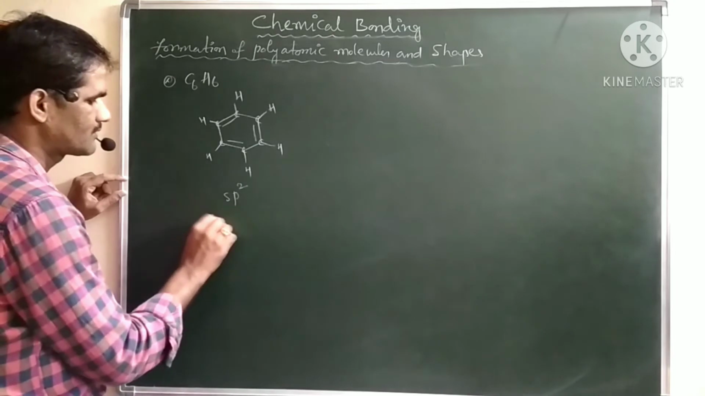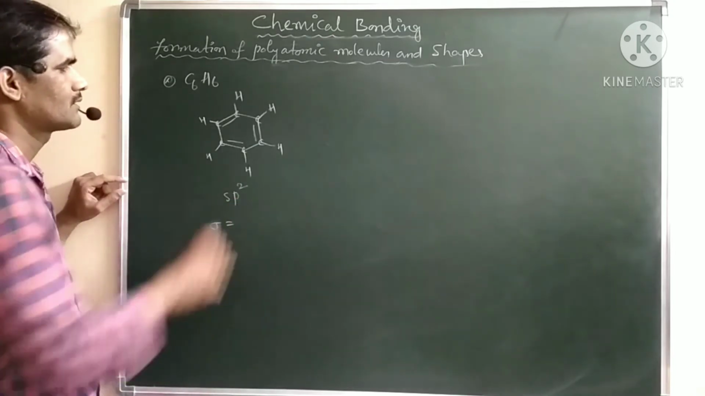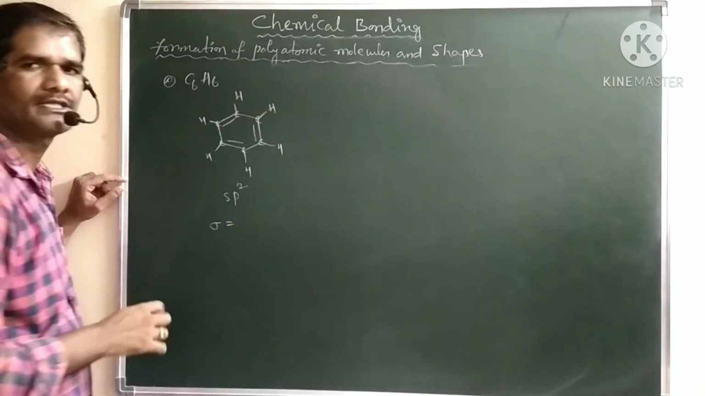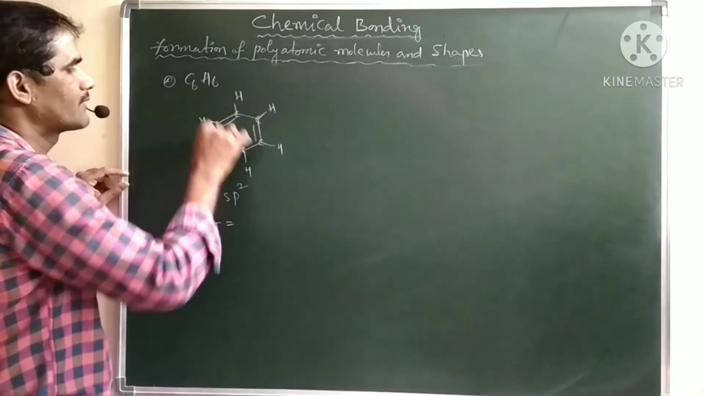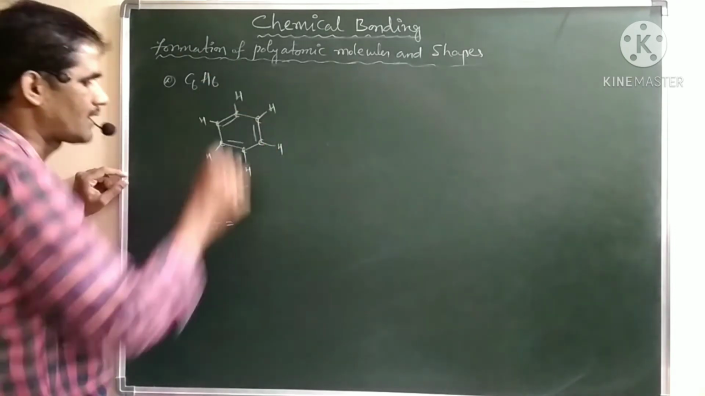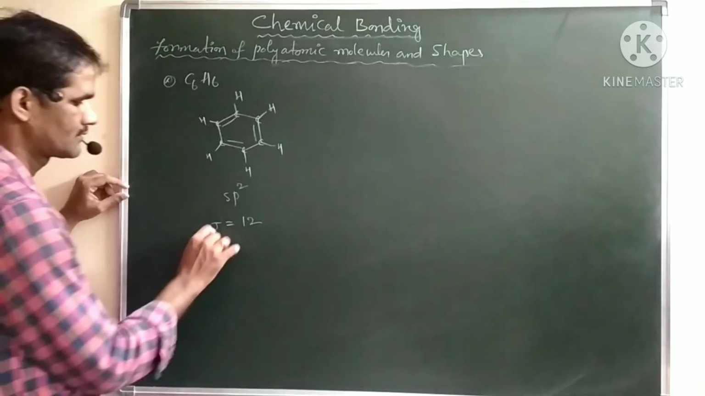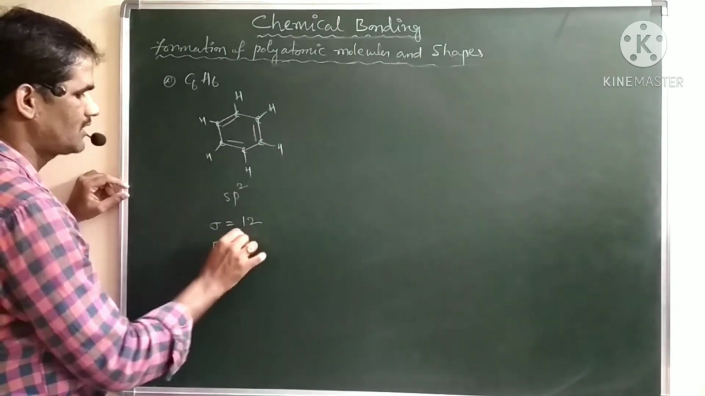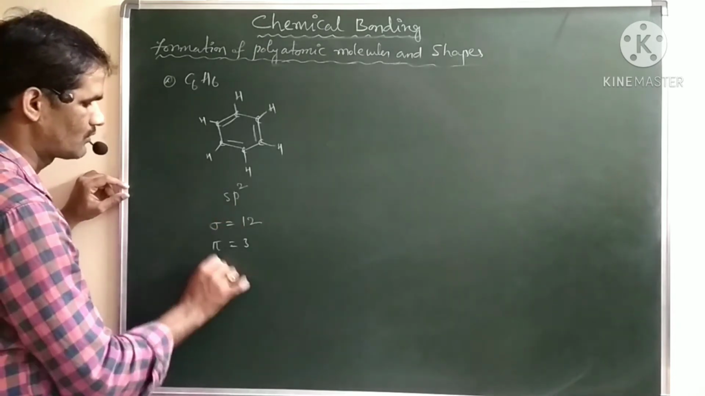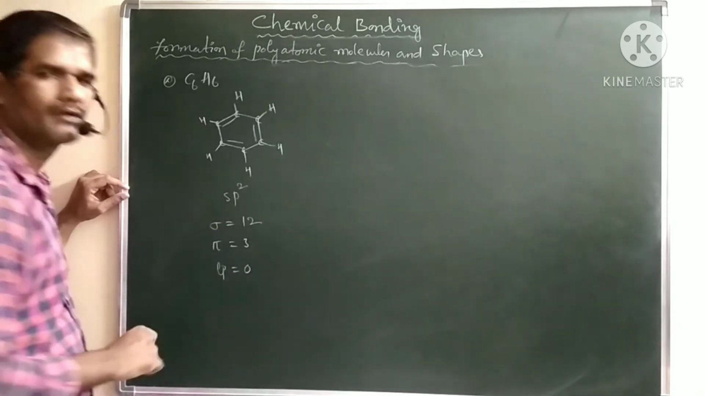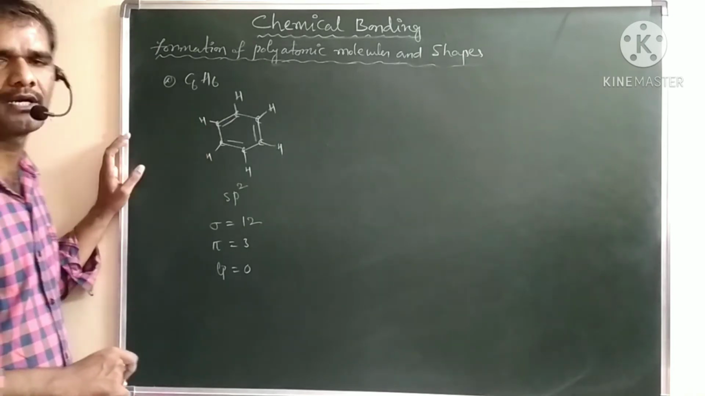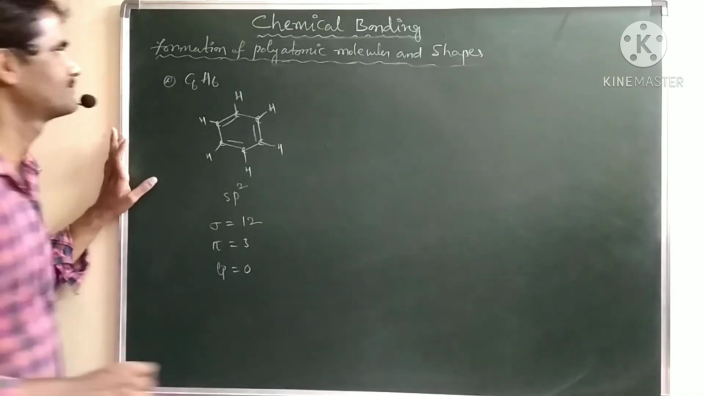Now, total number of sigma bonds in this benzene: each carbon will form 3 sigma bonds. So here within the molecule 6 and the hydrogen 6, total we have 12 sigma bonds. And the pi bonds, we have 3 pi bonds. And the lone pairs, no lone pair on this molecule. No carbon and no hydrogen will carry the lone pairs.